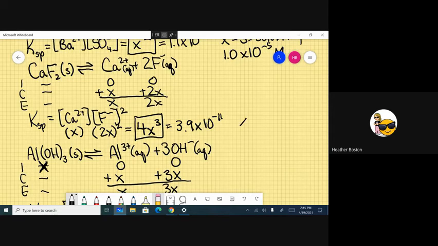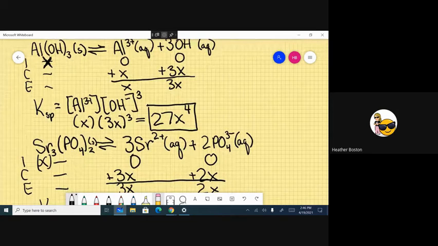So X is going to represent the solubility of calcium fluoride, because notice for every one piece that you dissolve, you get one piece of calcium, two pieces of fluorine. So that X value plays double duty there. So I get 2.1 times 10 to the minus 4 is the solubility. That's how many moles will dissolve per liter.